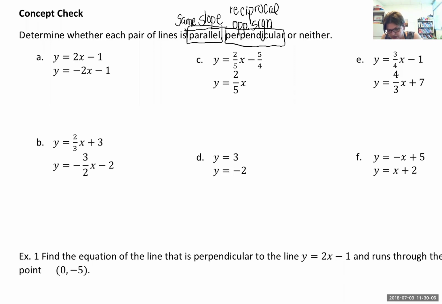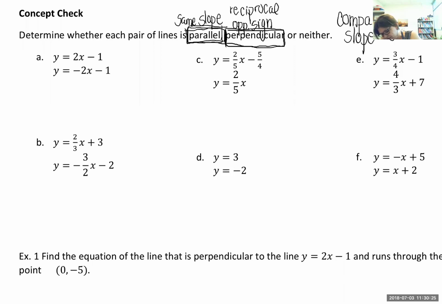If it's parallel lines, they would have the same slope. If it's perpendicular lines, their slopes are reciprocals with opposite signs. So give yourself a little note here. If you're determining if lines are parallel, perpendicular, or neither, what you're comparing is their slopes.